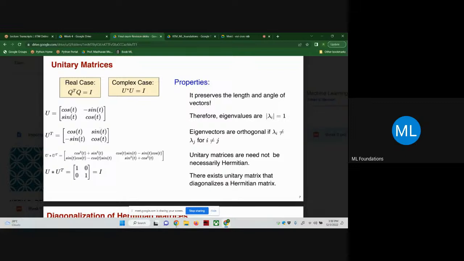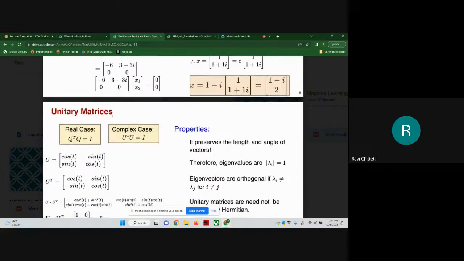I thought unitary matrices in the complex case are a subset of Hermitian. No, the unitary matrices are not a subset of Hermitian. In the case of complex, the orthogonal matrices are a subset of unitary matrices.